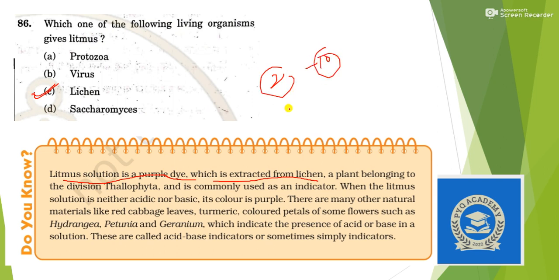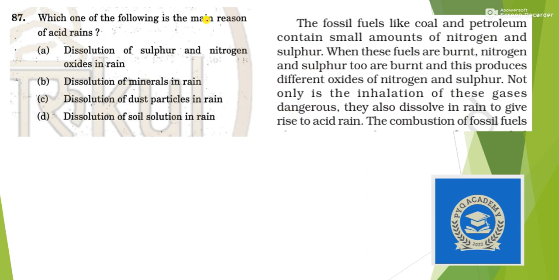Then which one of the following is the main reason of acid rains? Again, that is taken from NCERT. You can see here the fossil fuels like coal and petroleum contain small amounts of nitrogen and sulfur, and they also dissolve in rain to give rise to acid rain. So dissolution of sulfur and nitrogen oxides in rain, answer is option A.